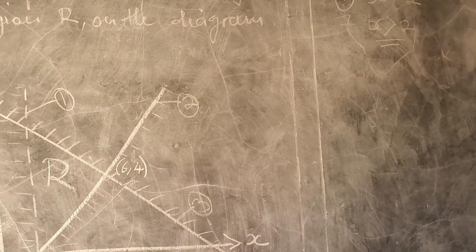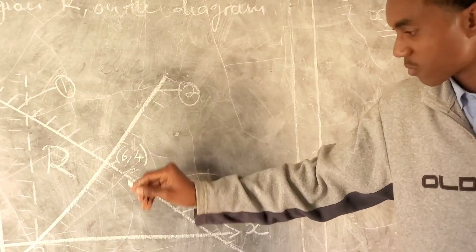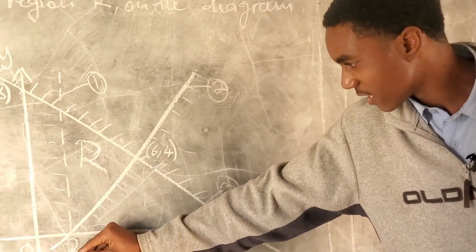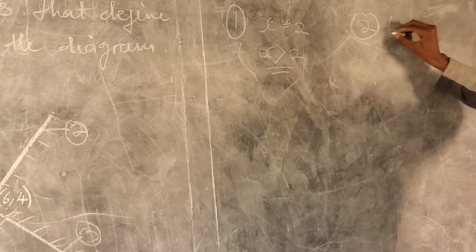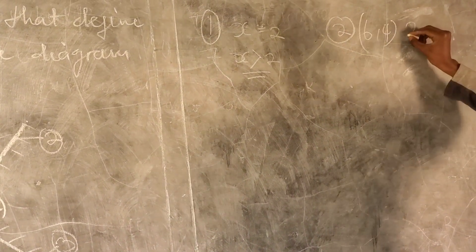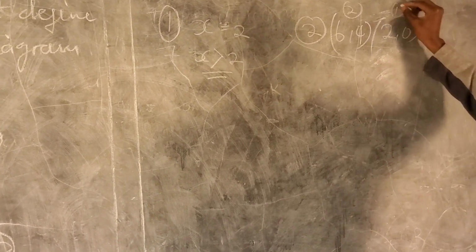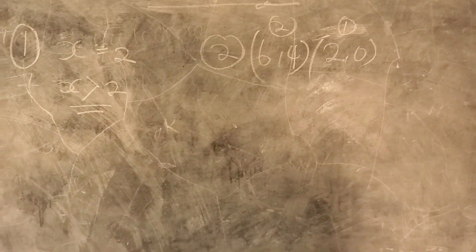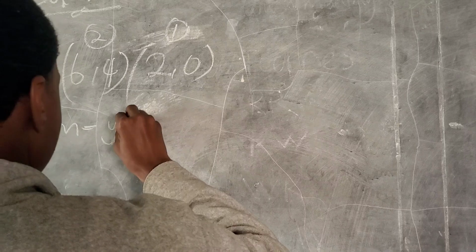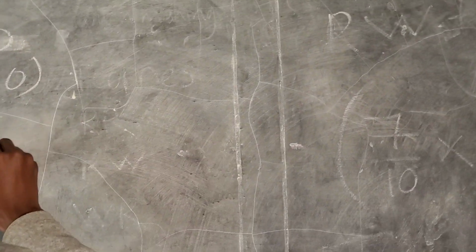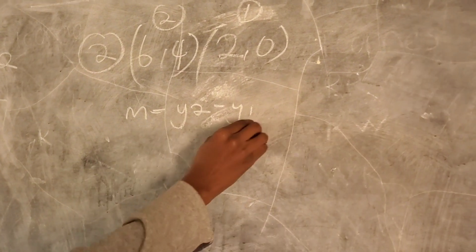Now we move on to the next line, which is line 2 here, with coordinates (6, 4) and (2, 0). So here we start our line 2. This will be our point 2 and this will be our point 1, because we need to find the gradient first for us to move further. You know the formula for gradient already.